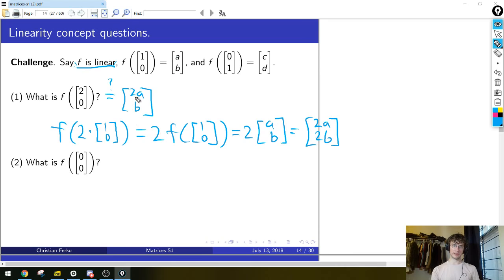Okay, so our initial guess was almost right. You said 2a over b. We shouldn't use the word over. We should say the vector (2a, b). And really what it should be is (2a, 2b), right? Because the 2 multiplies both components. So I think this is the correct answer. f of (2, 0) is (2a, 2b). Do we agree?